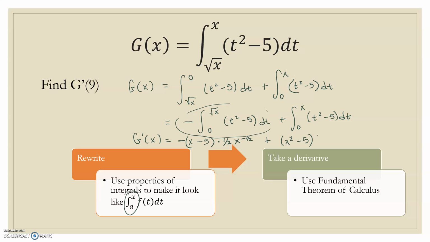Now if I plug 9 into that, I'm going to leave myself a lot of room, so I'm going to go over here. G prime of 9 would be negative 9 minus 5 would be negative 4 over 2 times the square root of 9 plus 81 minus 5 would be 76. So negative 2/3 plus 76, or 75 1/3.